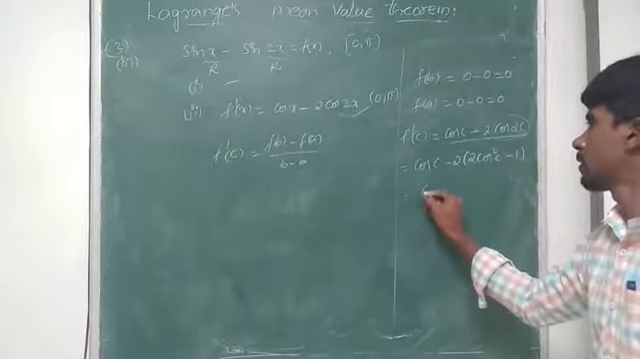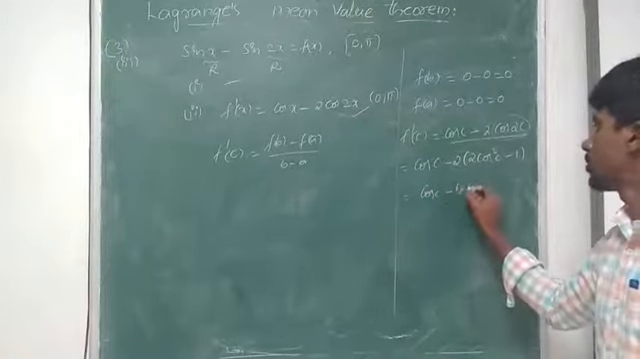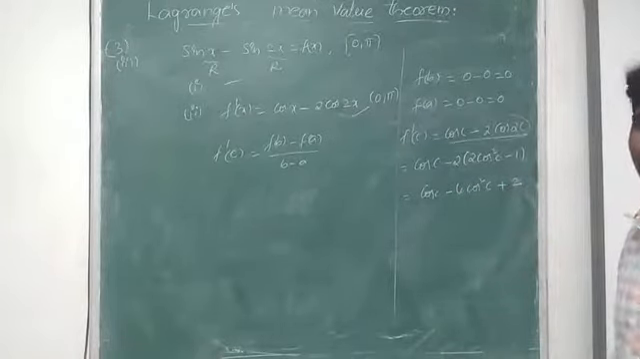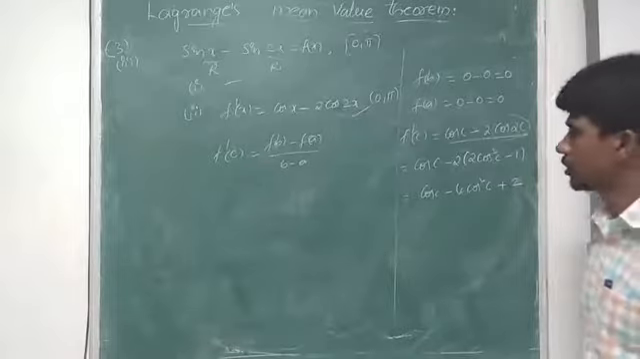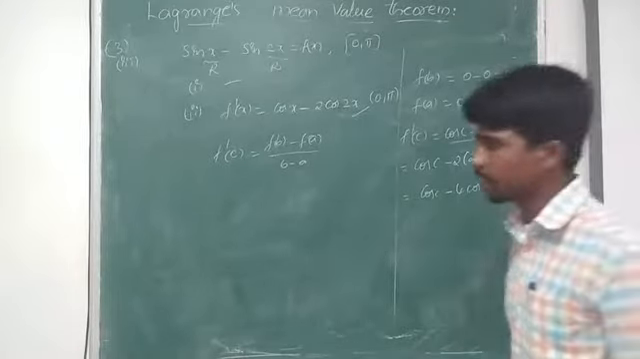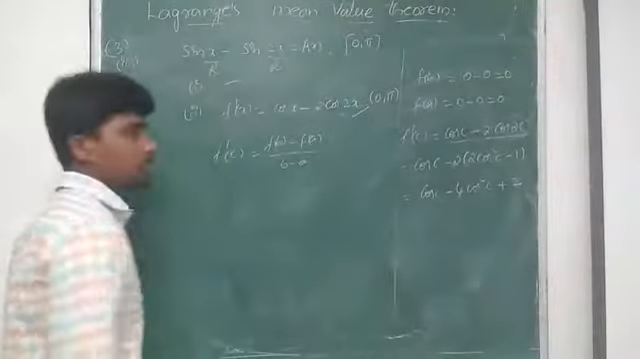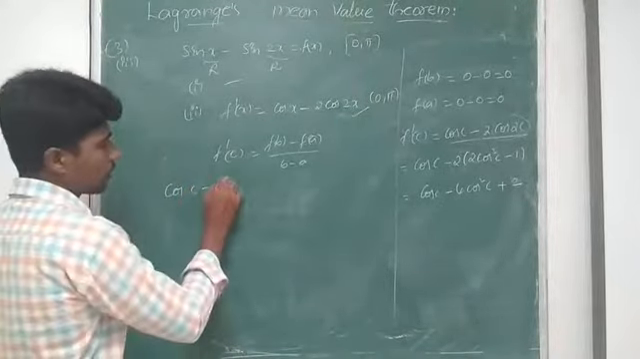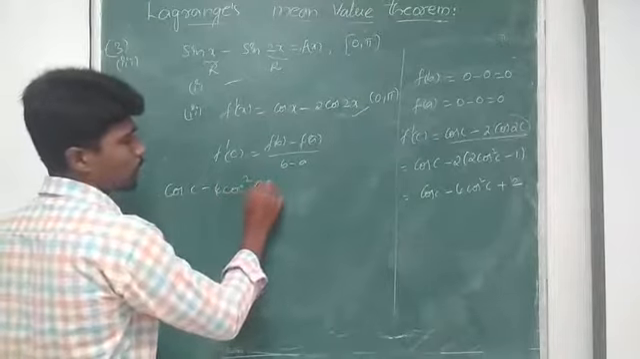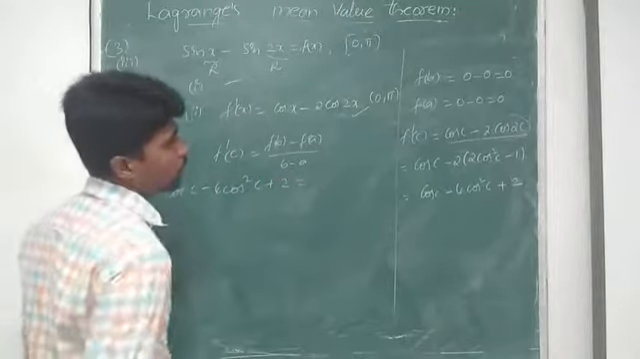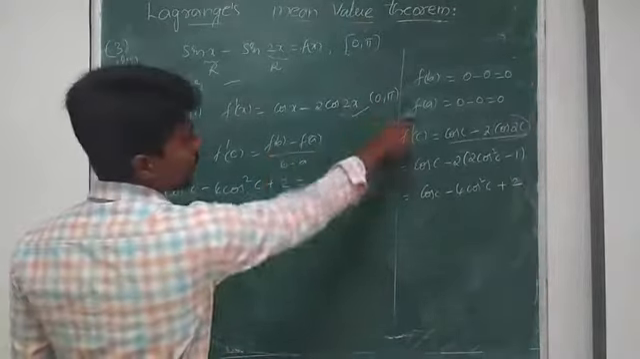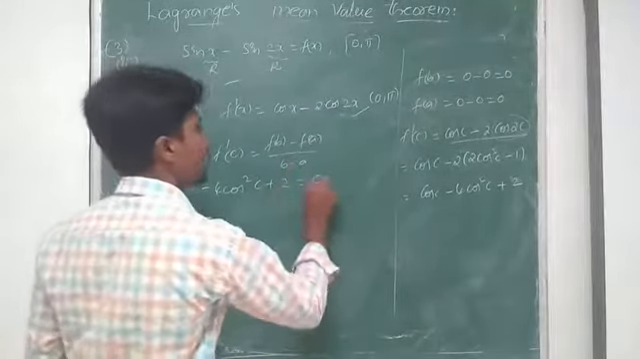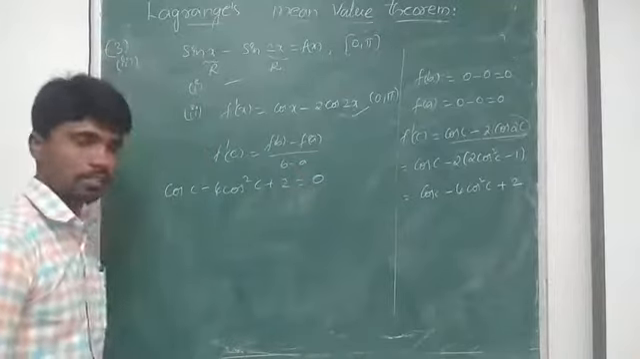Then I get cos C minus 4 cos square C plus 2. Now substitute in the given equation. F dash of C is nothing but cos C minus 4 cos square C plus 2, which is equal to f of B 0, f of A also 0, 0 minus 0, 0, 0 by something 0. So we can write the entire thing as 0.